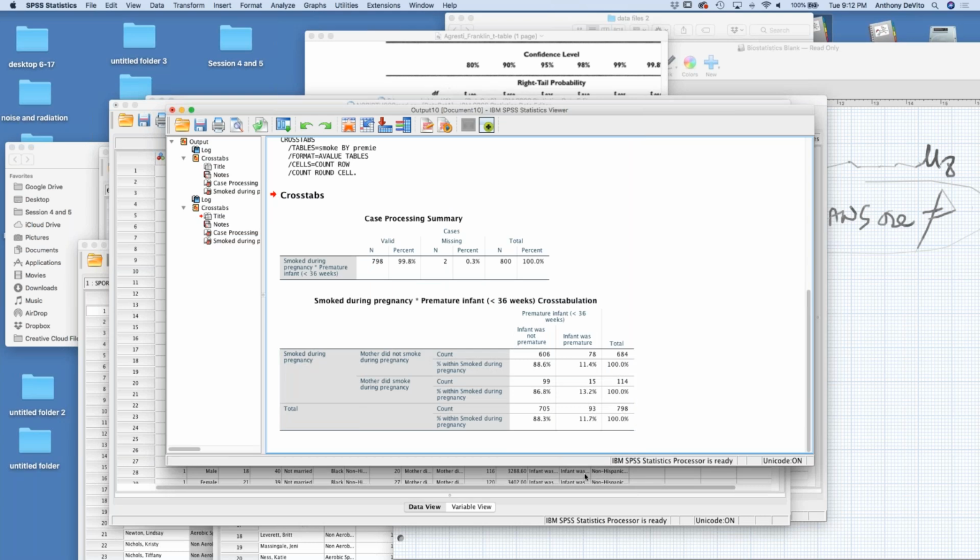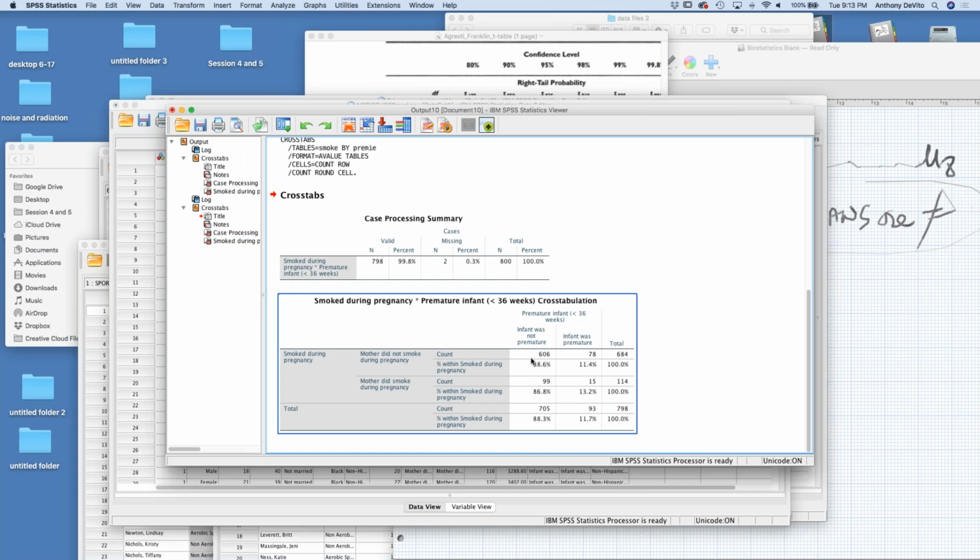Okay, so now I'm going to take a look at this. Among the women who did not smoke, 11.4% had premature infants. Among the women who did smoke, 13% had infants who were premature. Is that big enough difference for me to say with any kind of certainty that there's an association between smoking and premature birth? Well, that's where chi-square and odds ratio and relative risk come in to help us out.